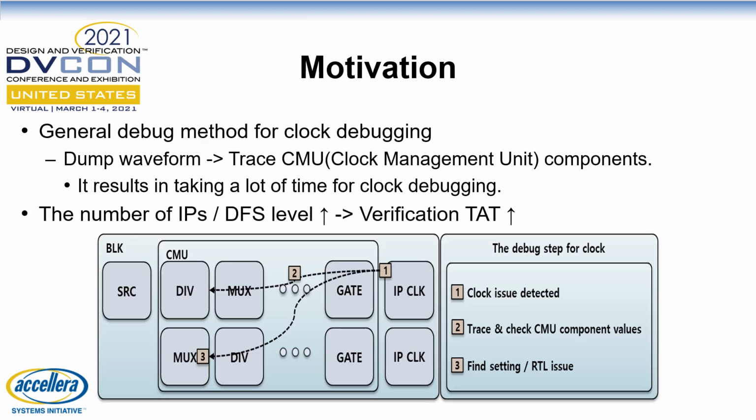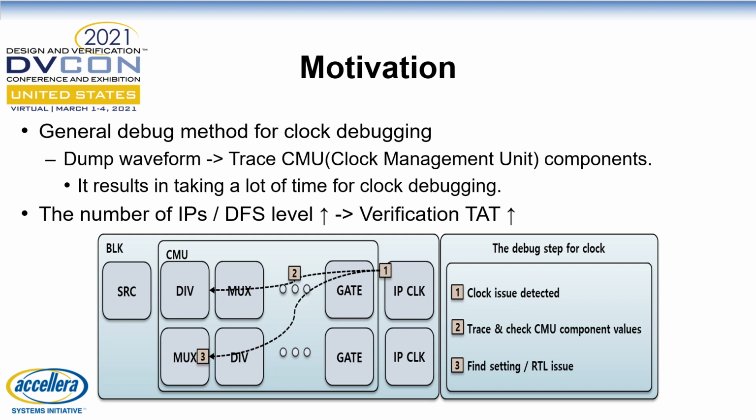The number of IPs in SOC design is increasing to meet market demands on various user applications. So the clock tree is getting more complex to provide desired clock frequency for its numerous IPs. And also dynamic frequency scaling, which is one of the low power schemes, requires numerous IPs' clock frequency change depending on DFS level.